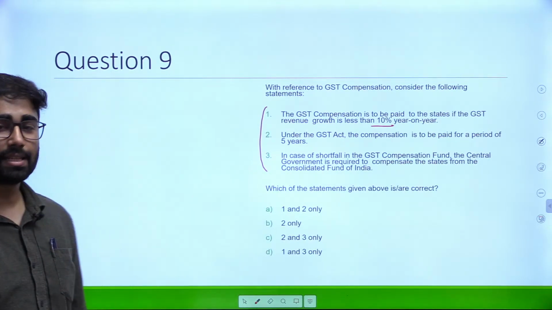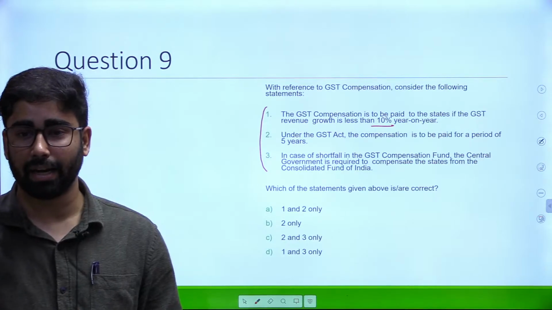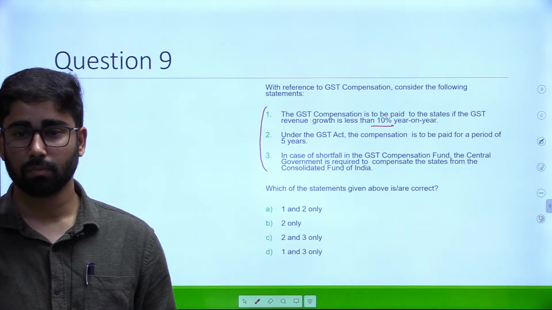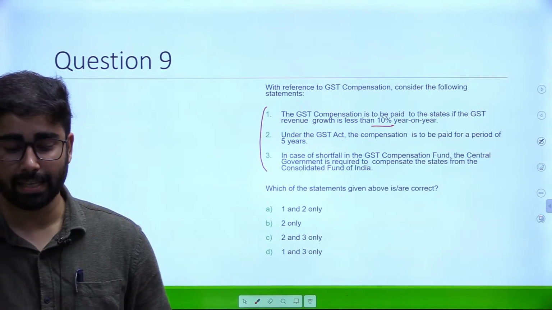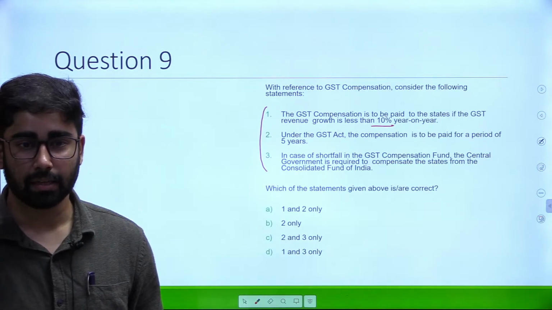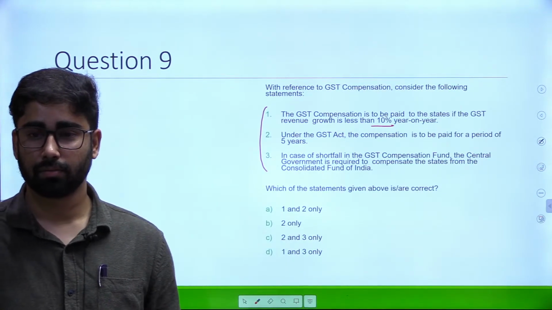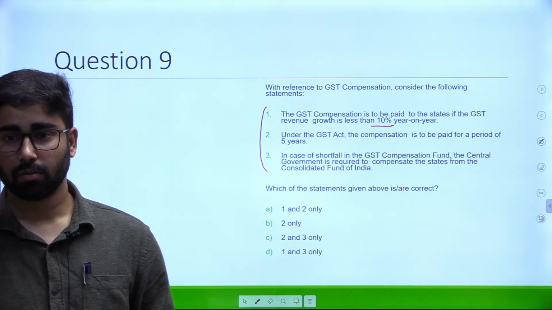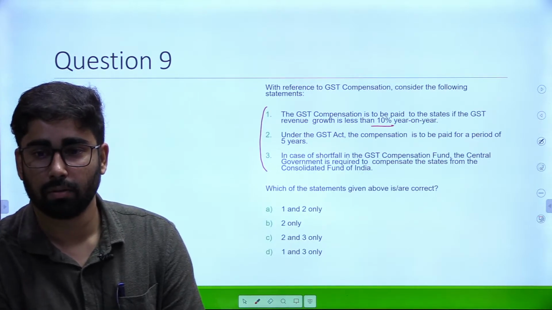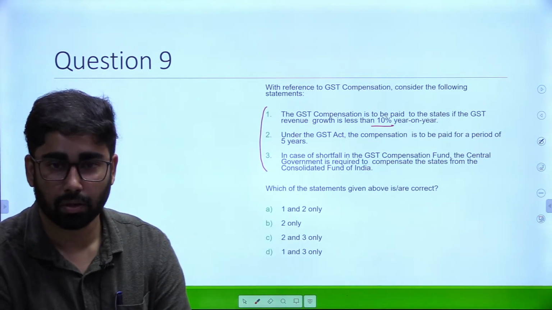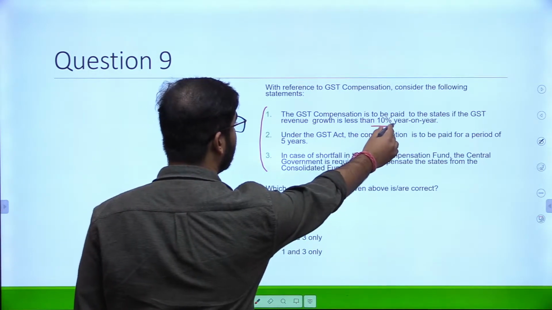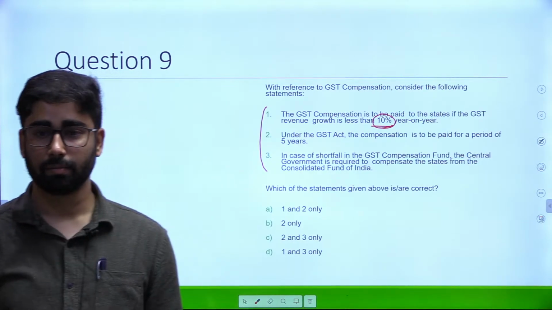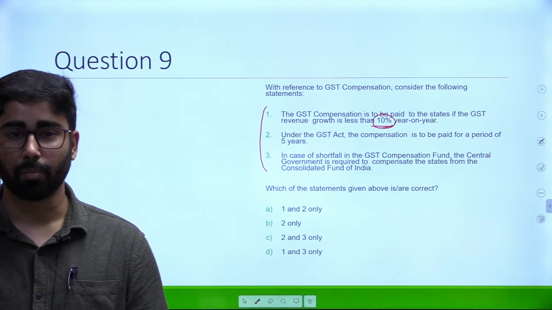Find out the first statement. Is the first statement correct or not? Ankush is saying C. Ritu is saying C. What about others? Shreyans is answering no. Yes, because the figure here is 14%. So the first statement is automatically incorrect.